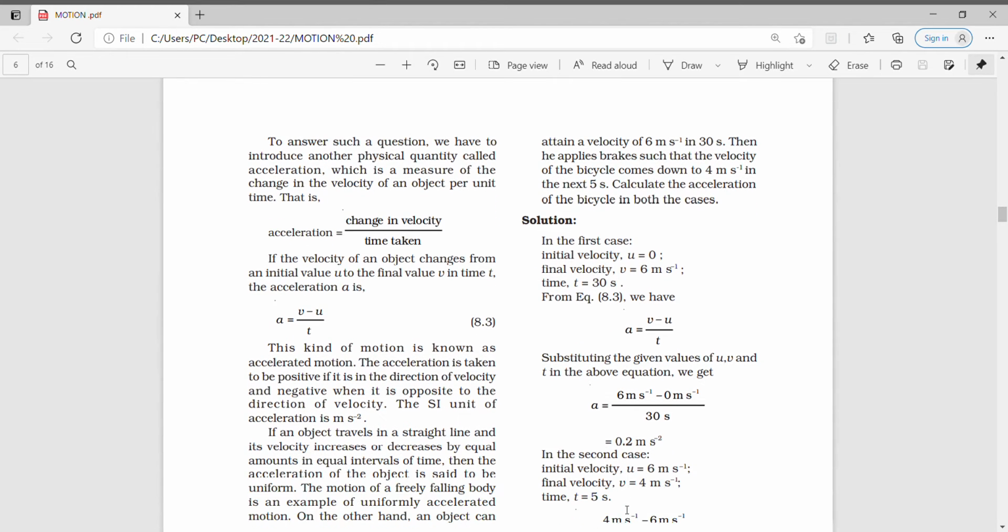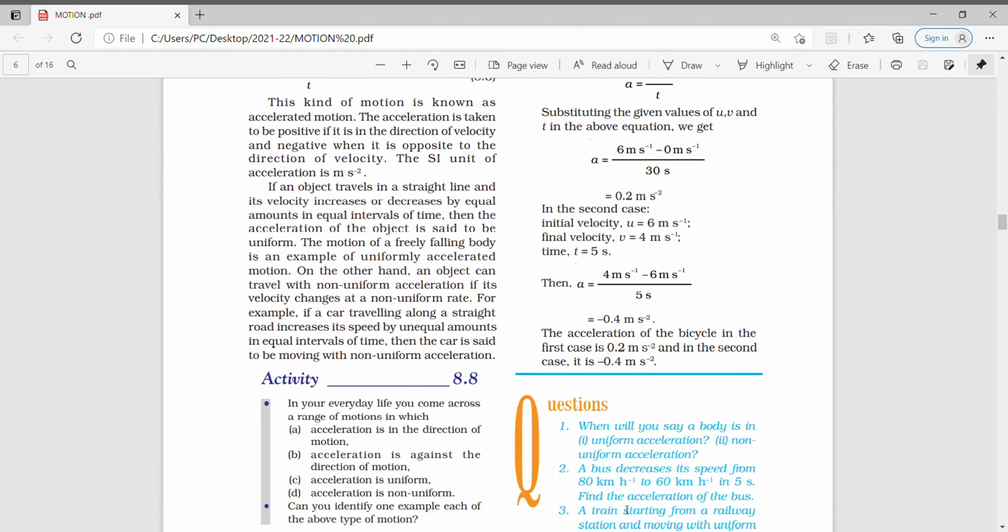Now for second case, initial velocity will be 6 meter per second, because when he applies brakes, initially his speed was 6 meter per second. After applying brakes, the velocity becomes 4 meter per second. So initial velocity is 6 meter per second, final velocity 4 meter per second, and time taken is 5 seconds. Now acceleration will be v minus u upon t, 4 minus 6 upon 5. So it will be minus 0.4 meter per second square.